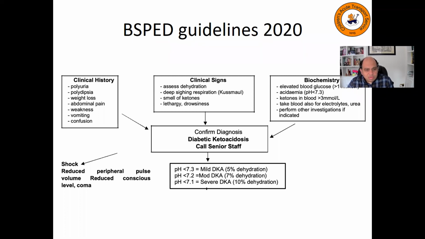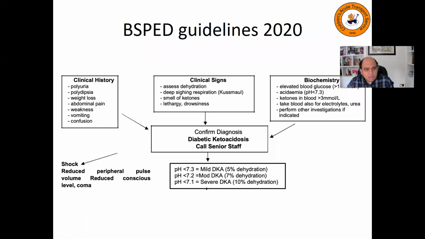And once you confirm the diagnosis of DKA, you then grade them into mild, moderate, and severe categories, which is based on the pH. If the pH is less than 7.3, but over 7.2, that's mild. Under 7.2 and over 7.1, that's moderate. Under 7.1 is severe DKA.